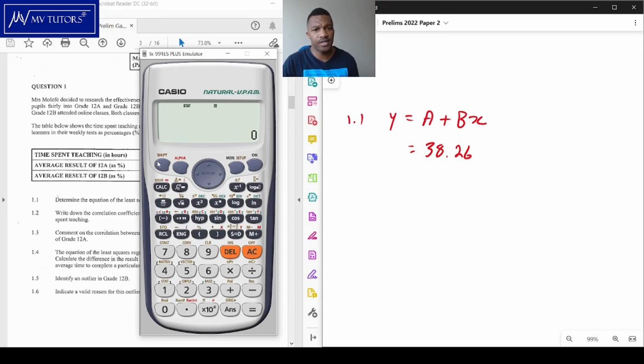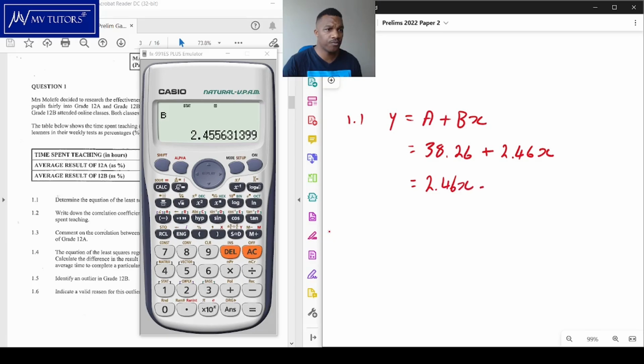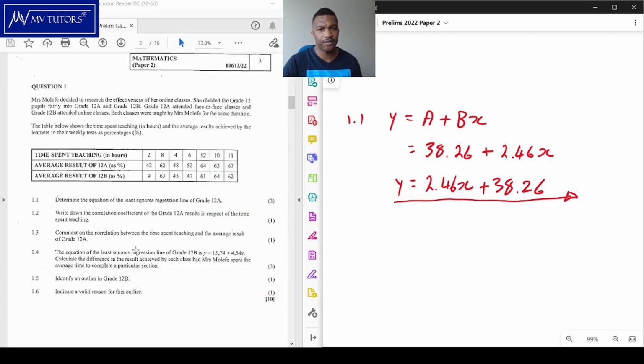Okay, and then I'll go AC, shift, stat once again. Regression is number 5, and then we're looking for the value of B, which is number 2. B is equal to 2.46, because I'm going for 2 decimals. Now the standard form that you are used to, you can put it if you want: 2.46x plus 38.26. Okay, so that's your equation of the regression line right there.